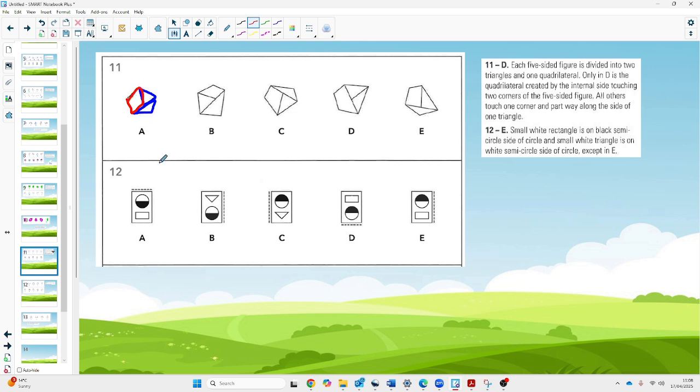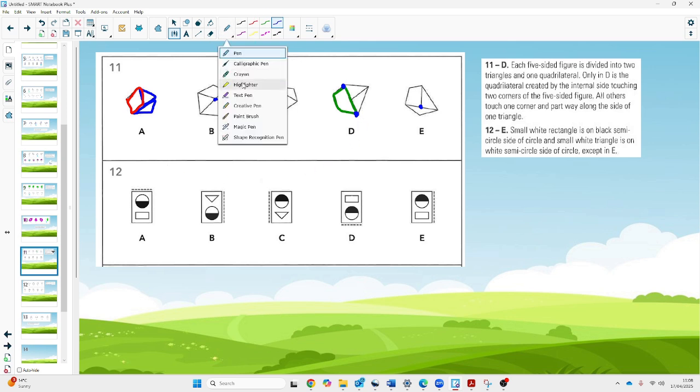That's the same on all of them, apart from in D, the quadrilateral created by the internal side touching two corners of the five-sided shape. As you can see here on D, this is the quadrilateral, and we've got two of its corners touching the edge. On all the others, that doesn't happen. You can see here you've got it going to the middle edge internally, and the same on A. So the answer to that one is D.